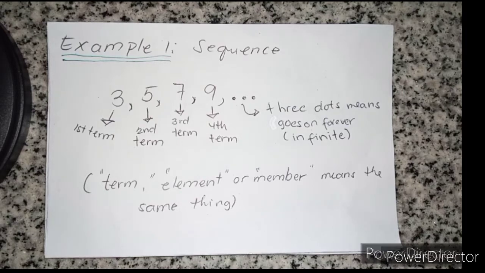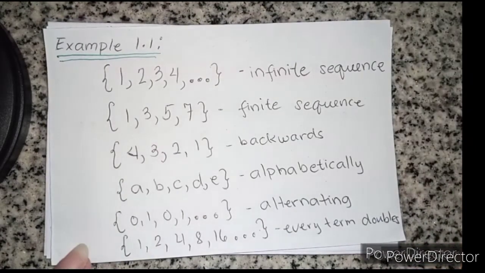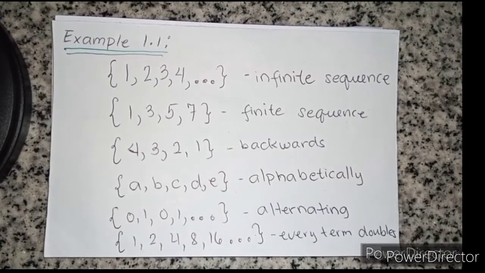Okay, now let's have another example. Example 1.1. As you can see, we have a set of 1, 2, 3, and 4, and then so on and so forth. So we call it an infinite sequence. While the other one, we have the set of 1, 3, 5, and 7. It doesn't have 3 dots. We call it a finite sequence. So it has a limit.